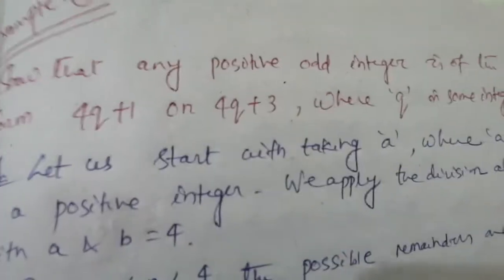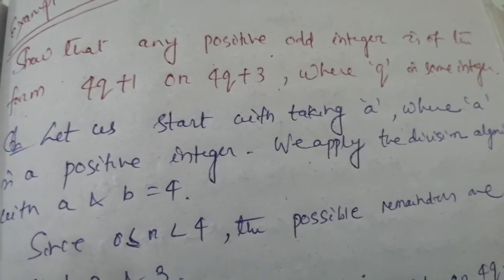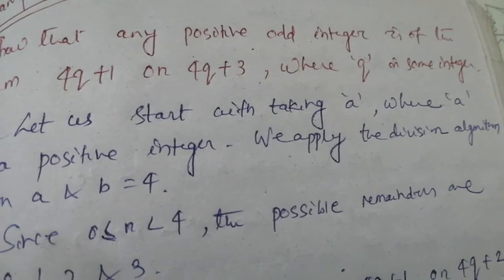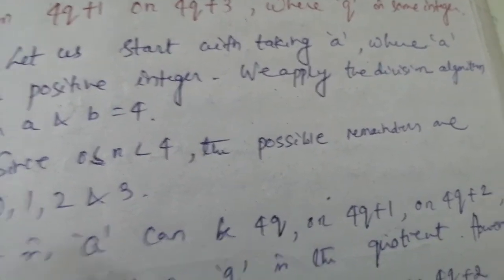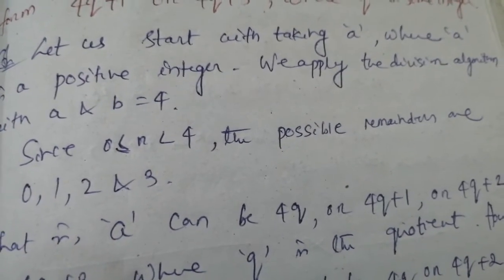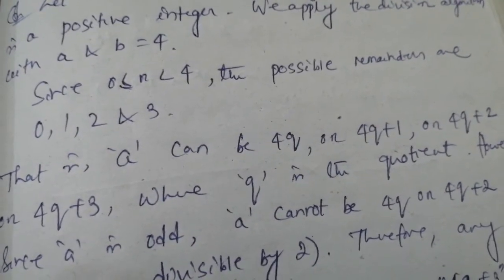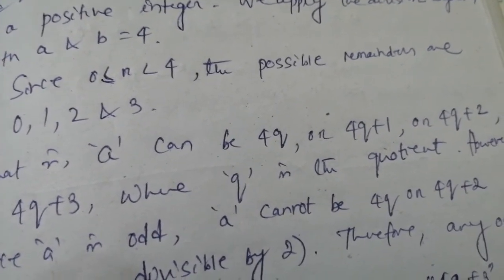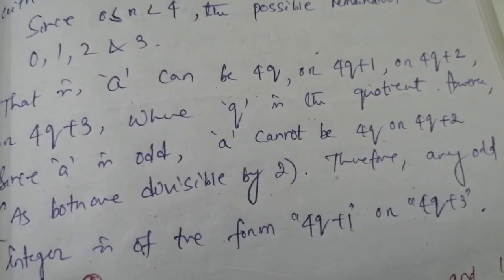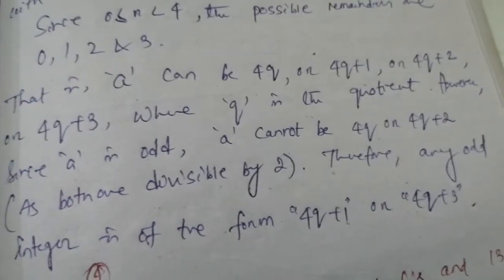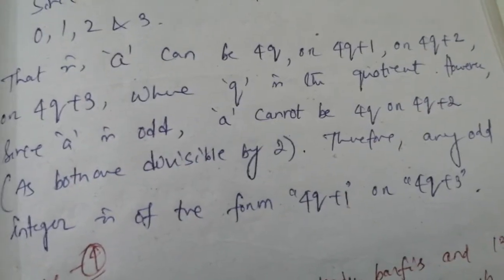The next one is example number 3. Show that any positive odd integer is of the form 4q plus 1 or 4q plus 3, where q is some integer. The answer: let us start by taking a, where a is a positive integer. We apply the division algorithm with a and b equal to 4. Since 0 is less than or equal to r which is less than 4, the possible remainders are 0, 1, 2, 3. That is, a can be 4q or 4q plus 1 or 4q plus 2 or 4q plus 3, where q is the quotient.